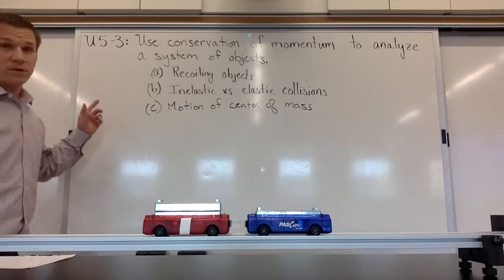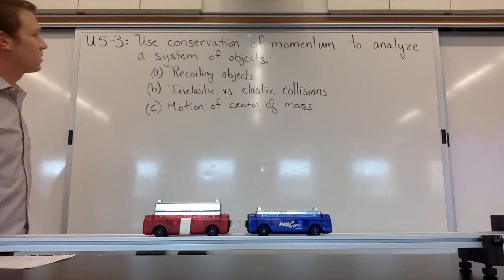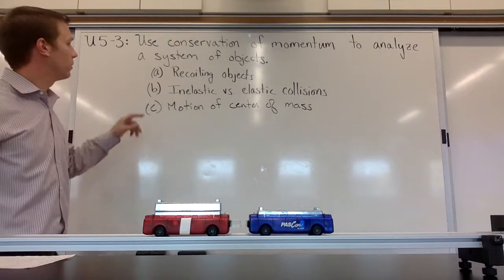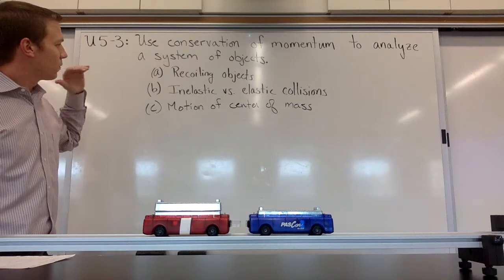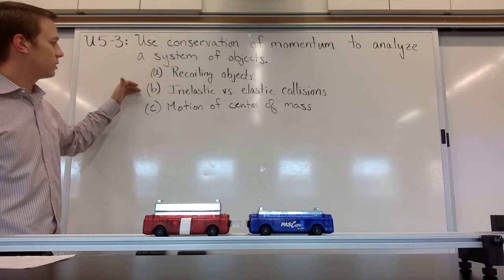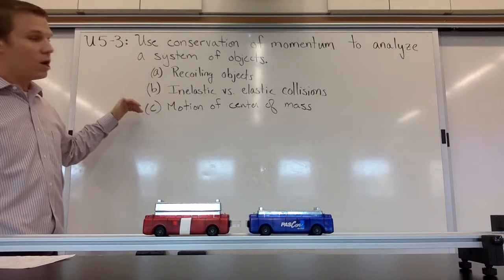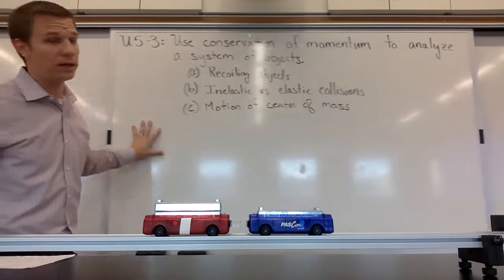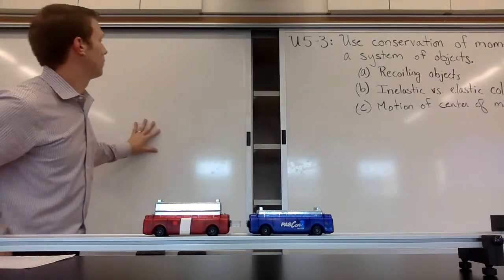All right, this is Unit 5, Target 3. Use conservation of momentum to analyze the system of objects. And we're going to break it up into 3 different parts for you: recoiling objects, inelastic versus elastic collisions, and motion of center of mass. We can certainly ask questions about all these things, but this is just to help you study and organize the target a little bit for you.